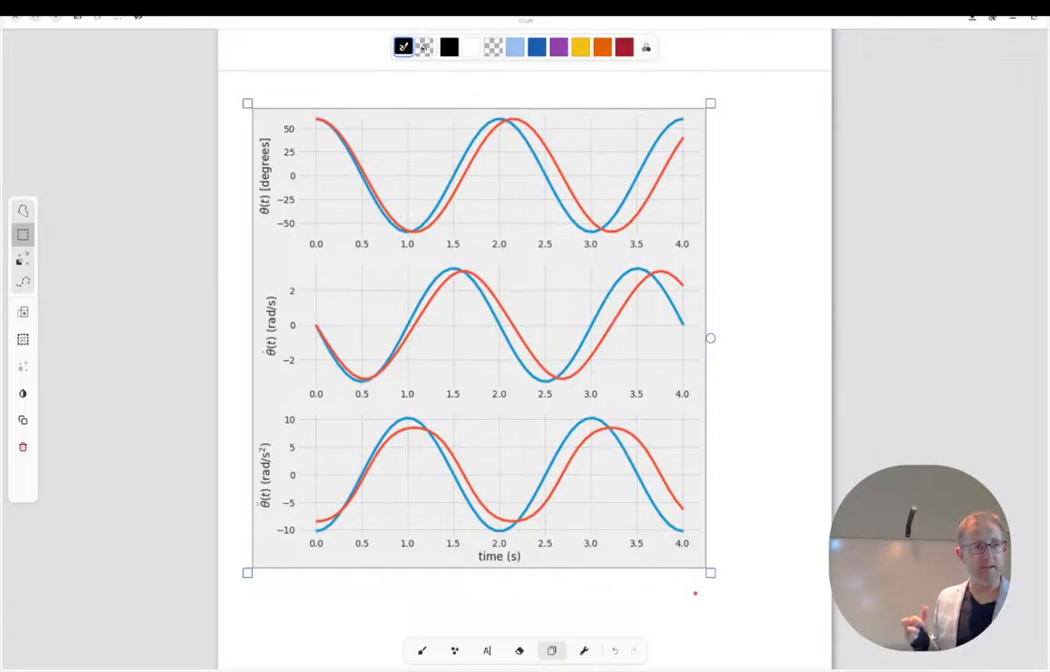Are they measured in meters, meters per second? Radians? Okay, yeah. So we've got degrees, and then radians per second, and then radians per second squared. Okay. What is the same for that second plot? Do they have the same amplitude? Yeah. It's a little bit different, right?